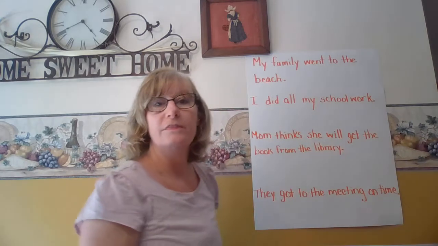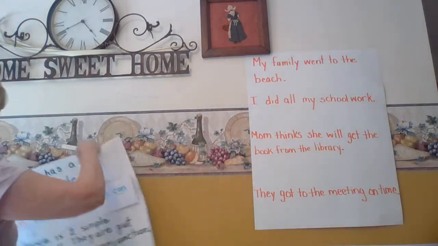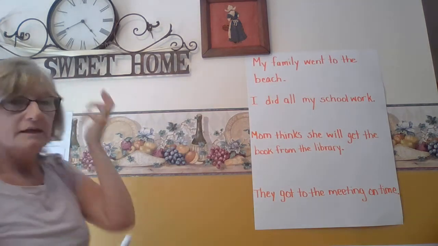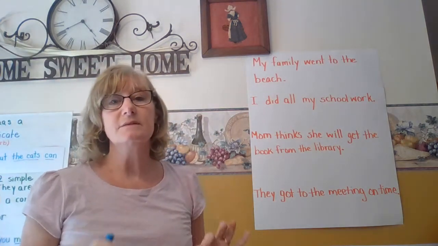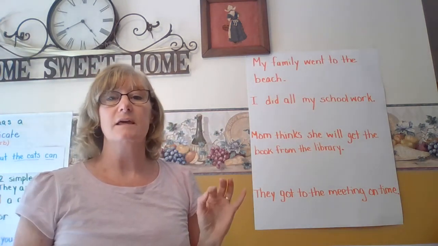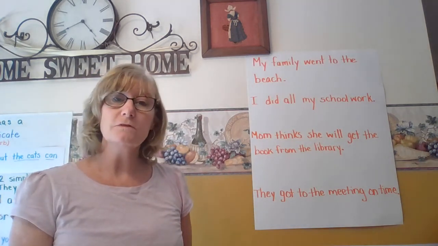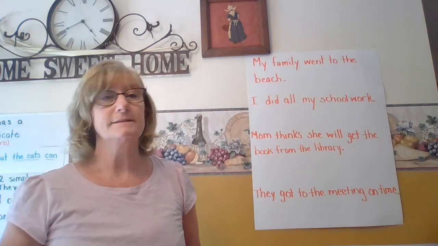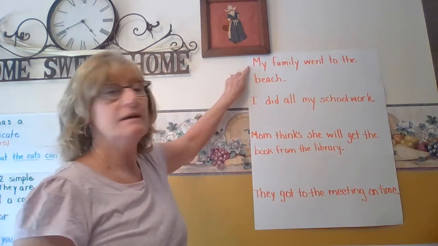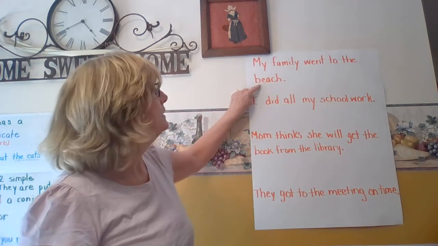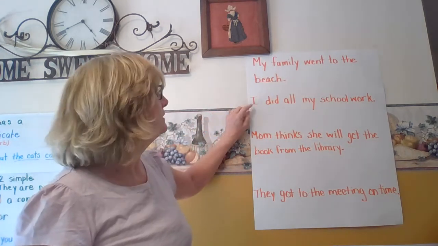And we're going to check out these sentences now. Each one of these sentences is a simple sentence. It has a subject and a predicate. The subject comes first, the predicate comes next. My family went to the beach. Subject is my family, predicate is went to the beach.